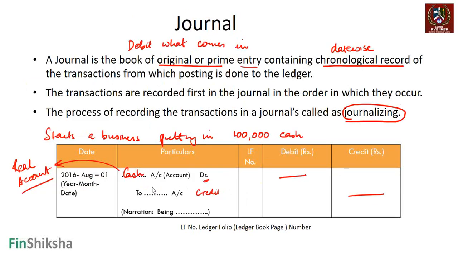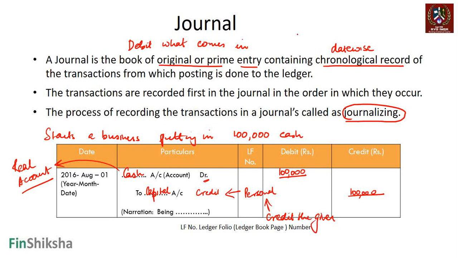So your journal would basically create something like this: capital account, and whoever's capital it is. If it is person XYZ, then XYZ capital account. That's where credit happens. You put 1 lakh here and you put 1 lakh here, right? This is a personal account and this is a real account. Real account, debit what comes in, personal account, credit the giver. These are the rules, remember. Once we have identified what kind of account it is, then it becomes much simpler.